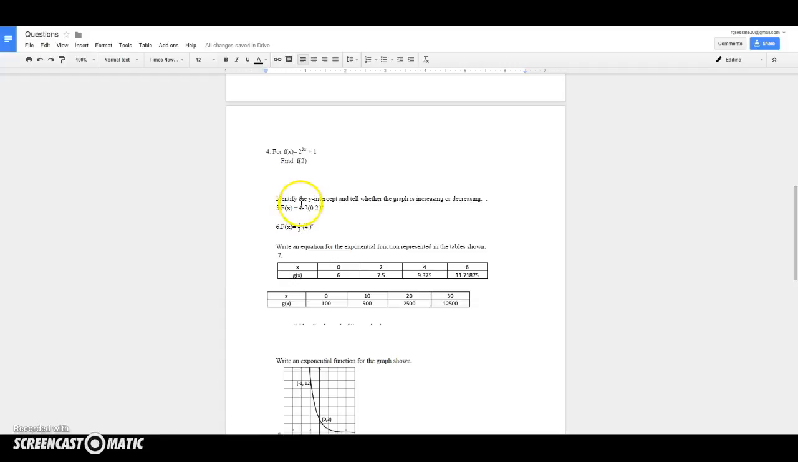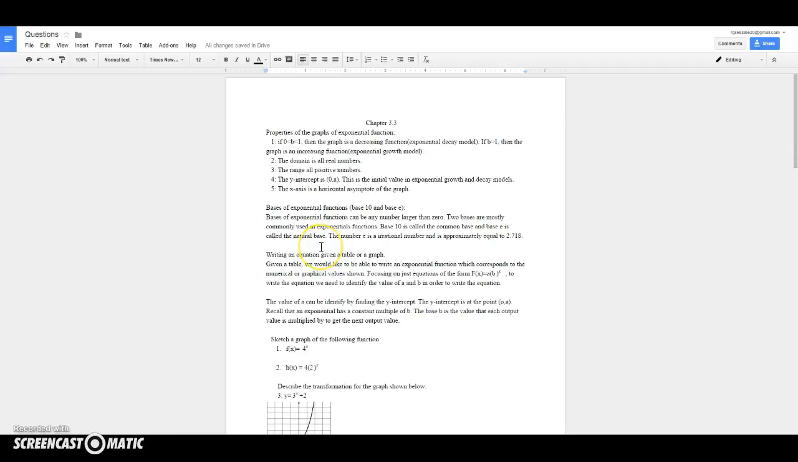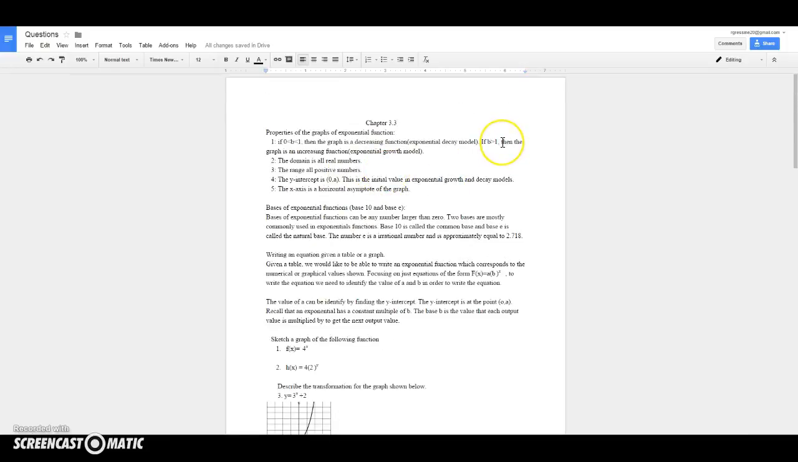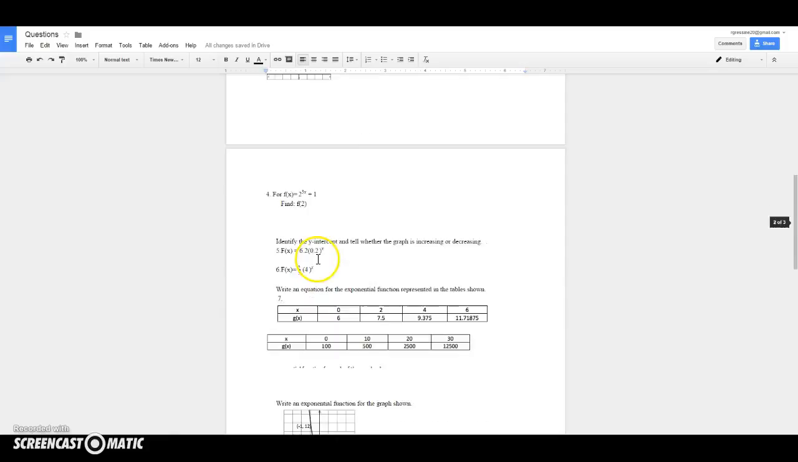Whenever we're looking for the y-intercept, x is equal to 0. So plug in 0 here: 6.2 times 0.2 to the 0, and anything to the power of 0 is 1. So 1 times 6.2 is 6.2. Then we're looking for whether it's decreasing or increasing. Since b, which is 0.2, is not bigger than 1, it is decreasing.